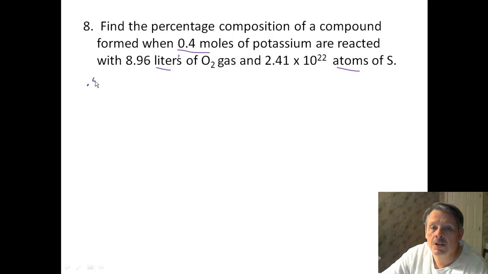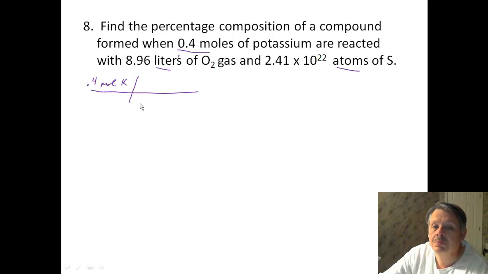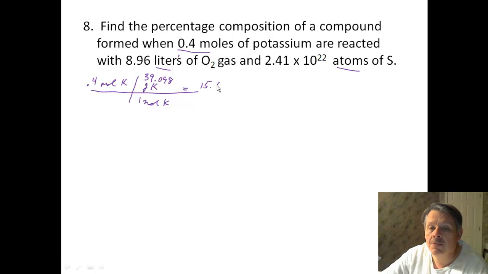So I start with 0.4 moles of potassium. I have to go from moles of potassium to grams of potassium. So I have to look up grams of potassium, and that's 39.098 grams per mole. When I multiply that out, I get 15.6 grams of potassium.